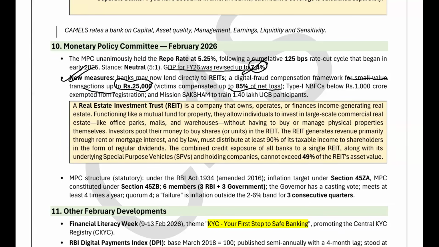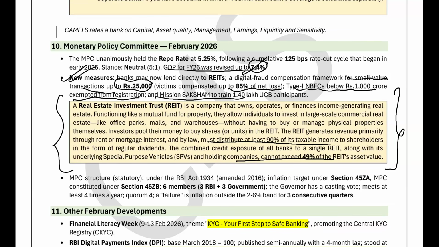ठीक है? अब ये समझ लो, Type 1 NBFC below rupees 1000 करोड़ exempted from registration. 1.40 lakh UCB participation. A real estate investment trust क्या होता है ये आप पढ़ लेना, but cannot exceed 49%, must distribute at least 19% of its taxable income. Because you all have the notes, so you can read it out.